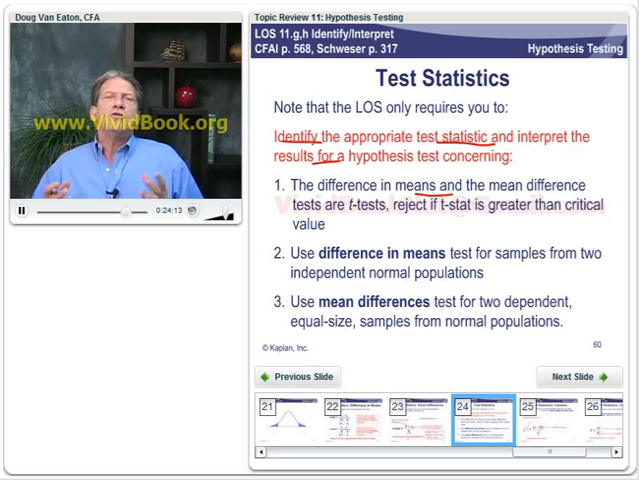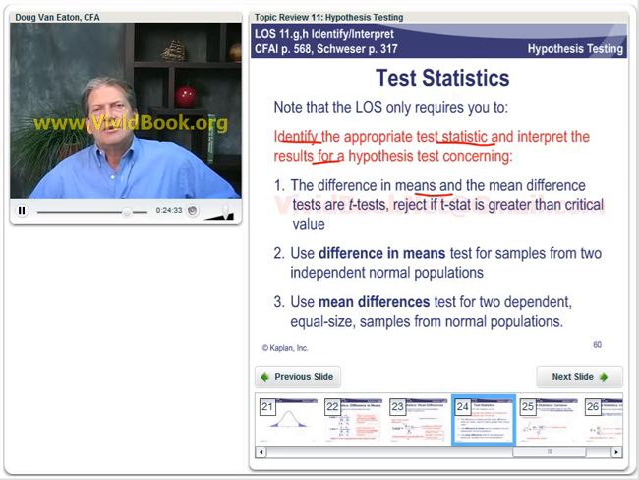We want to use that mean differences test when we have two dependent random variables. We need equal size samples. We're also assuming normal population, but there we pair up all the observations, take the average difference, and see if that average difference is statistically significantly different from 0.